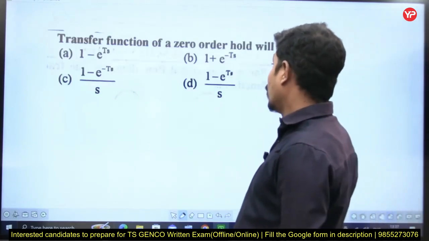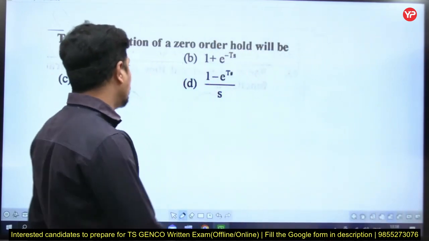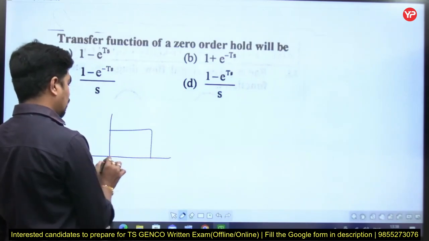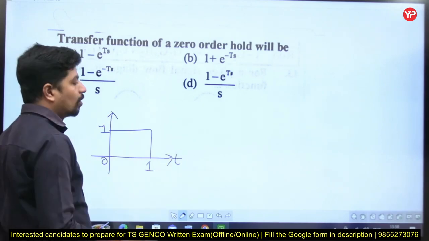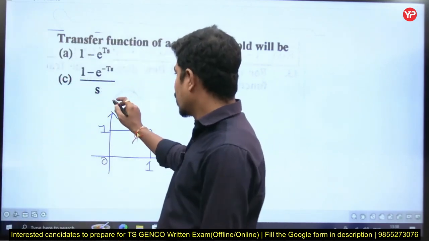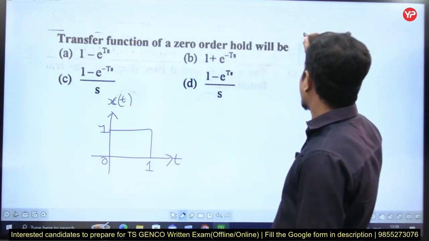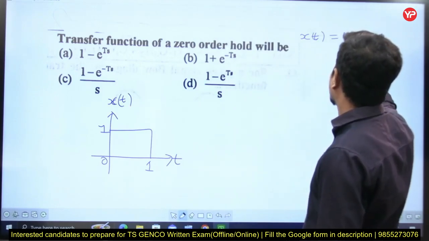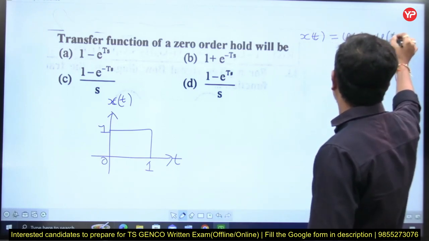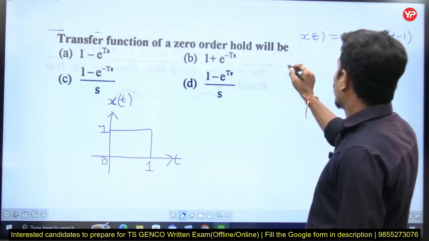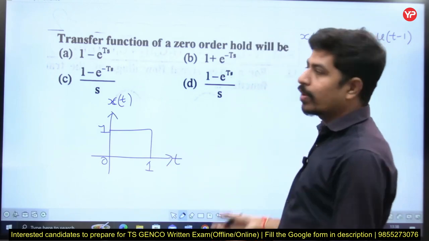The transfer function of a zero order hold will be. See, what is a zero order hold? That is a simple pulse of magnitude one, plotted against time t. Suppose this is some x of t, the zero order hold circuit function. Then what is x of t? X of t is u of t minus u of t minus 1. If you take a unit step and subtract a unit step delayed by 1 unit, then you get that.